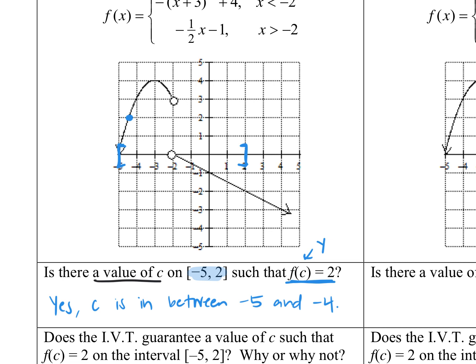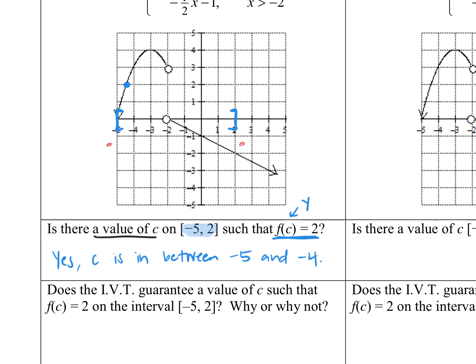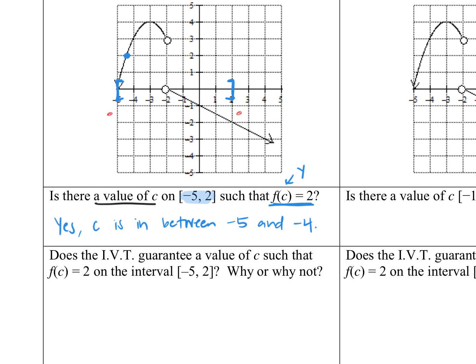However, the first part of the definition for the intermediate value theorem says that it has to be continuous. Is this function continuous from -5 to 2? It is not continuous on that area. So it says, does the intermediate value theorem guarantee a value of c such that f of c equals 2 on my interval? Why or why not? Well, no, because f is not continuous on our interval -5 to 2.